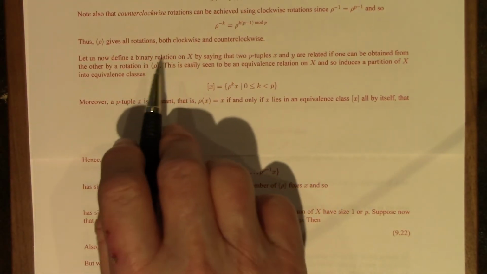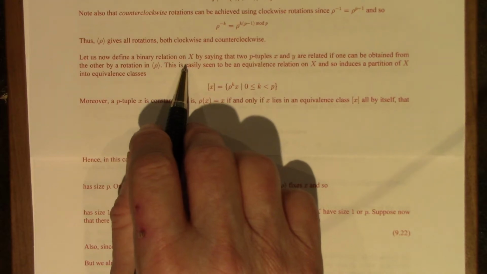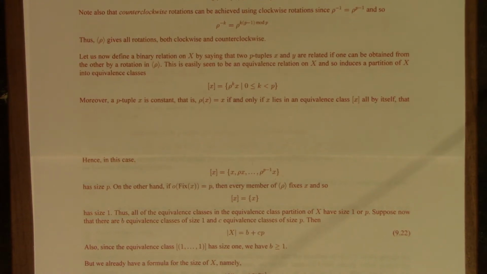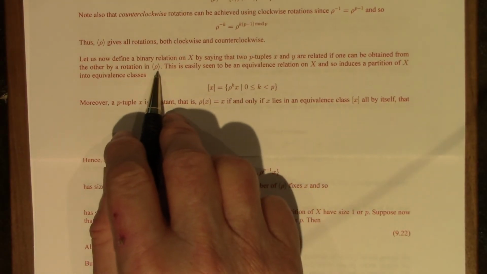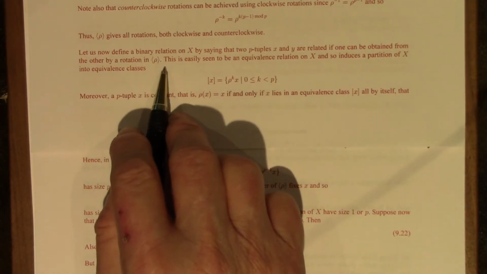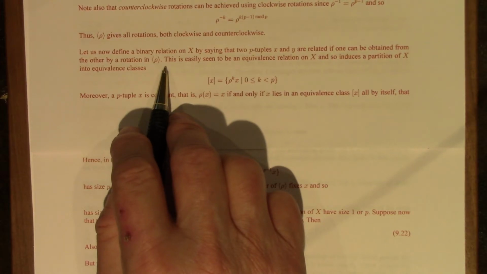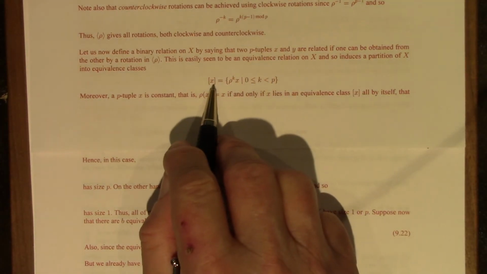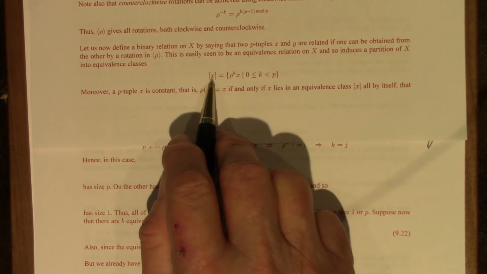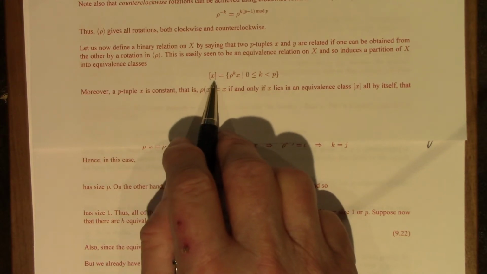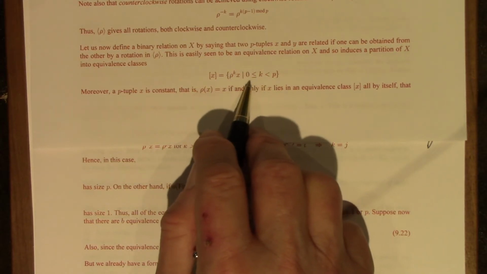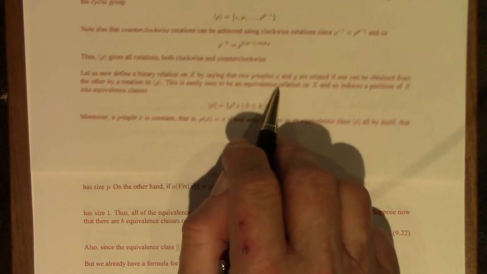Now we define a binary relation on X by saying the two p-tuples x and y are related if one can be obtained from the other by a rotation in this cyclic group. And this is easily seen to be an equivalence relation on X, and so produces a partition of X into equivalence classes. The equivalence class containing x is the collection of all rotated versions of x. So it's the set of all rho to the k of x, where k is in this range. This is an equivalence relation.